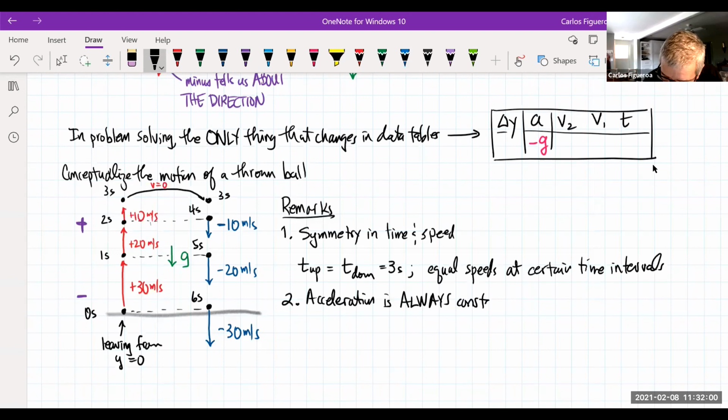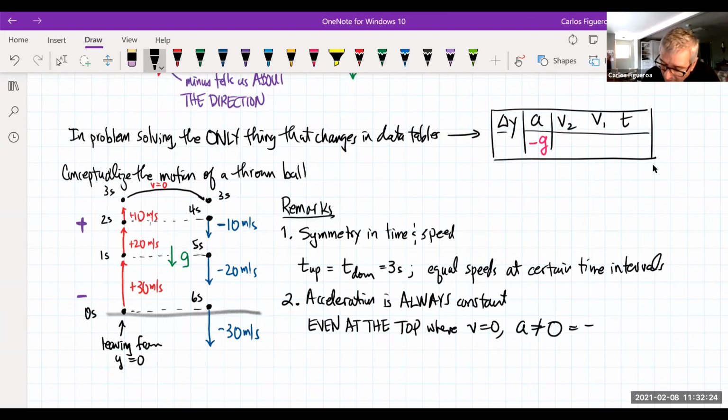What do I mean by that? Well, constant means the following. That means that even at the top, where v is equal to 0, the acceleration is not equal to 0. It's equal to minus g. And if you think that because something comes to rest momentarily, the velocity or the acceleration is 0, it is not 0. So you want to pay attention to that, okay?